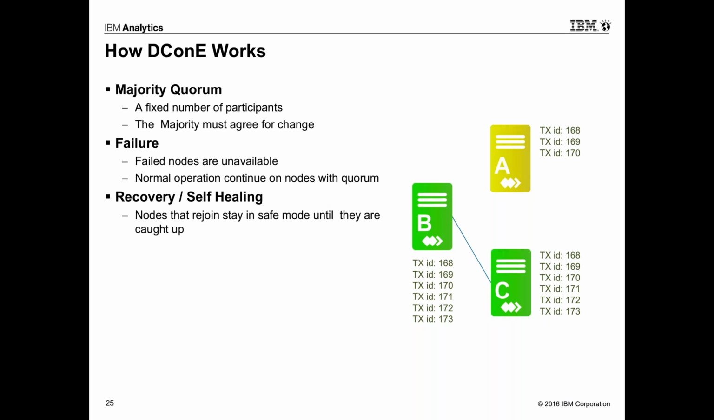But now let's say services are being started and the network is being restored. Now A is back, but as it rejoins, what IBM Big Replicate, or this DConE engine, does is put this node in a safe mode until all transactions are caught up. Then A is fully back in this quorum scheme, so that any new requests come in, and we are back in full operation.